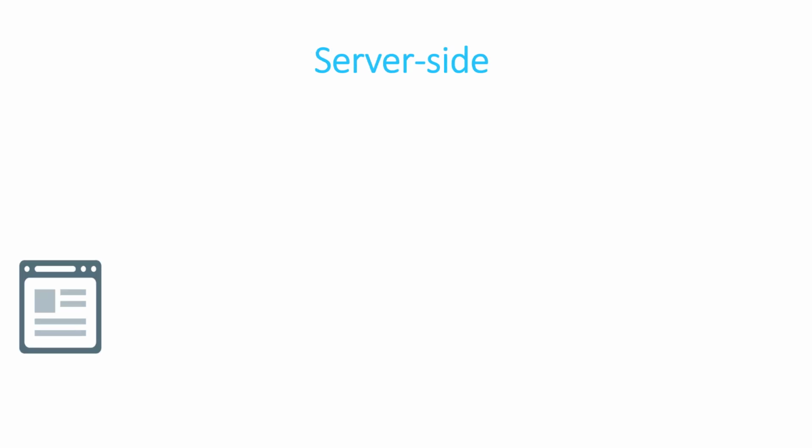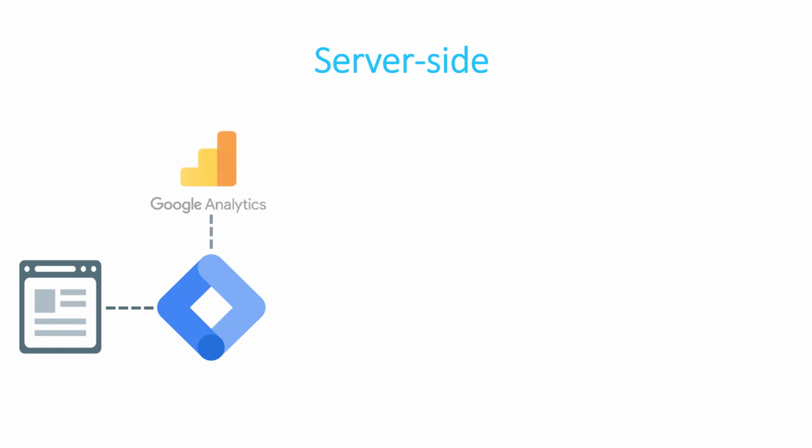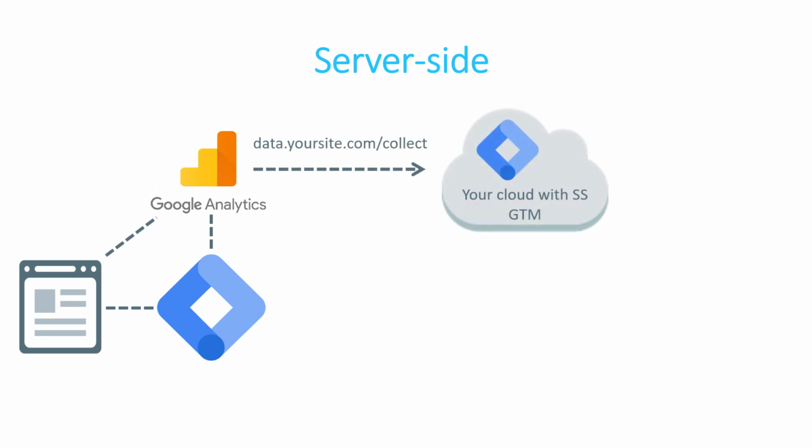We have a website, then we have some tracking code. So for example, it might be the web Google Tag Manager container. Maybe your developer built some custom code that is sending data somewhere. So basically you have some client-side JavaScript code. Then if we are talking about the web Google Tag Manager container, you activate Google Analytics. But then instead of sending data directly to Google, your tracking code sends the data to your cloud instance where you have server-side Google Tag Manager.